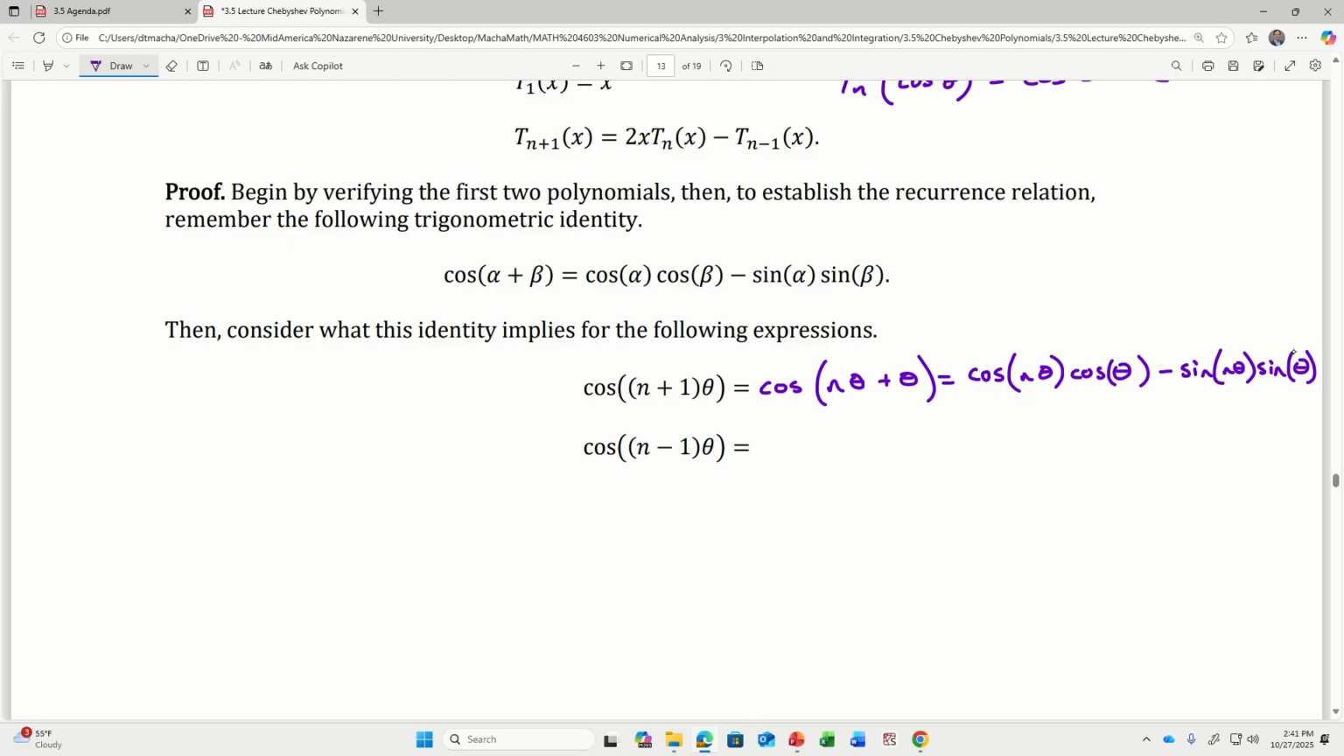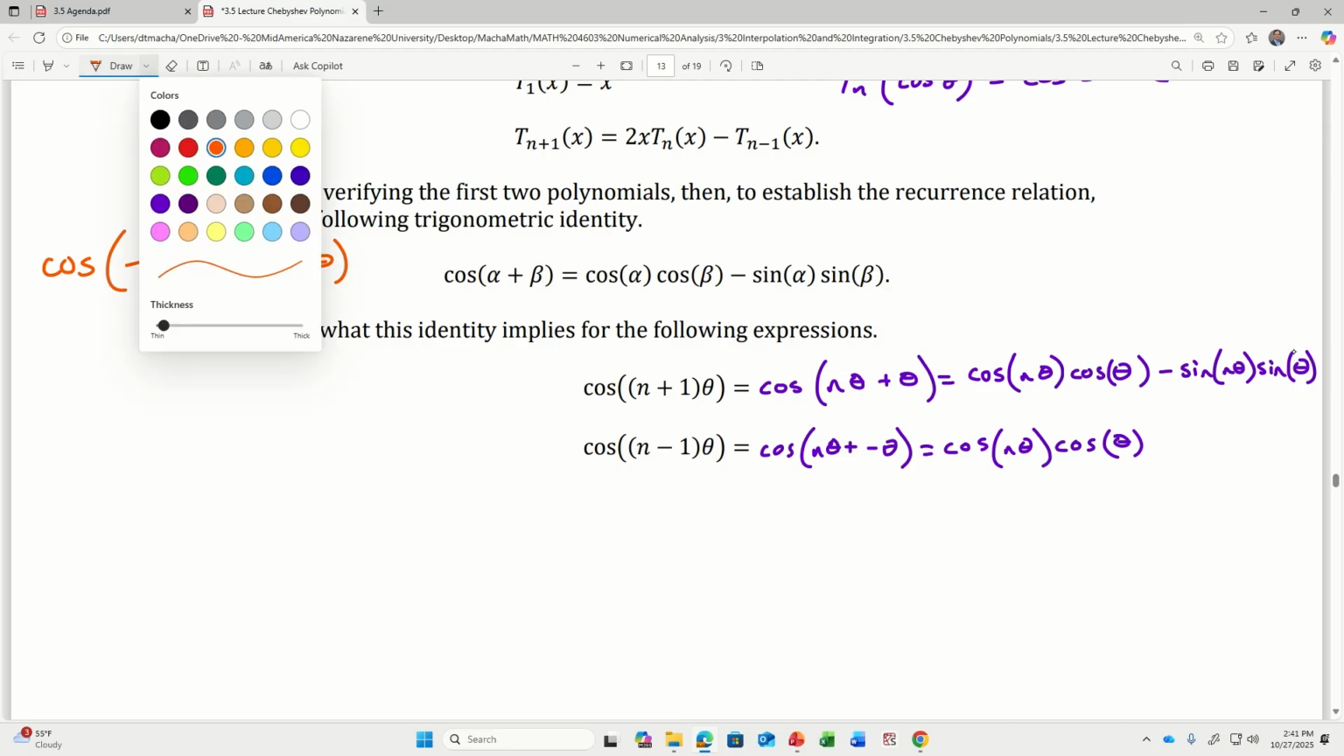Well, what about this? This is cosine of n theta minus theta, also known as plus negative theta, which is cosine of n theta times cosine of negative theta. Did you know cosine is an even function? Which means that cosine of negative theta is the same thing as cosine positive theta. It doesn't matter whether the argument is negative or positive, you get the same value of cosine because it's symmetric about the y-axis. Anyways, we use that fact here.